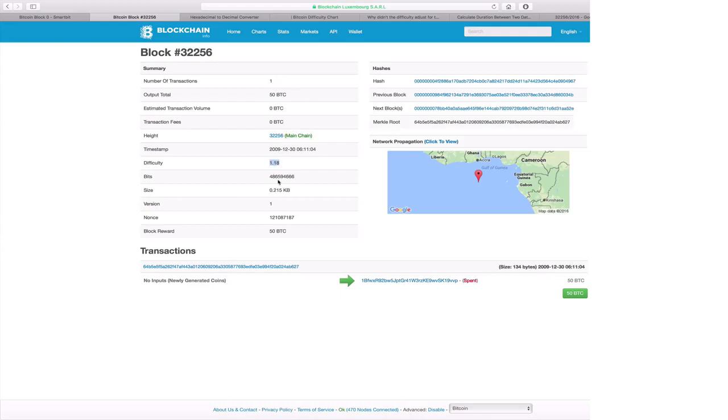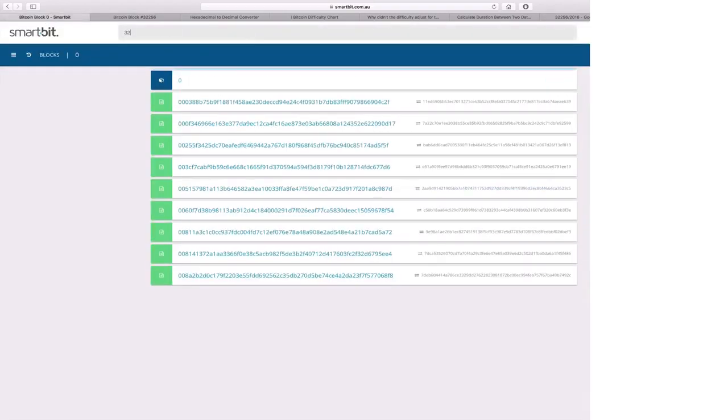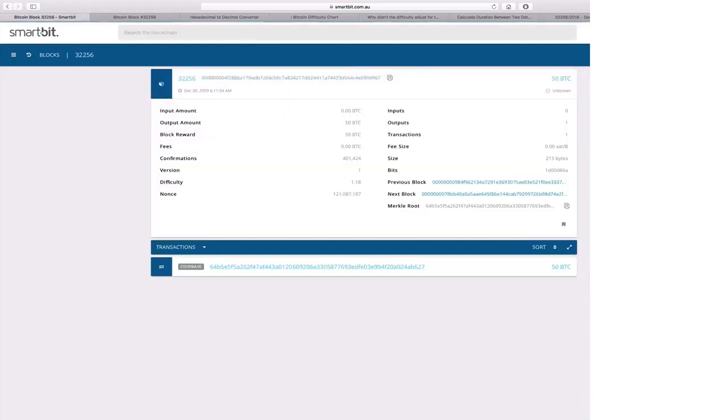And now the bits of the new block is a new value for the first time. And if we look at this block, 32,256, we see that the difficulty again is 1.18.